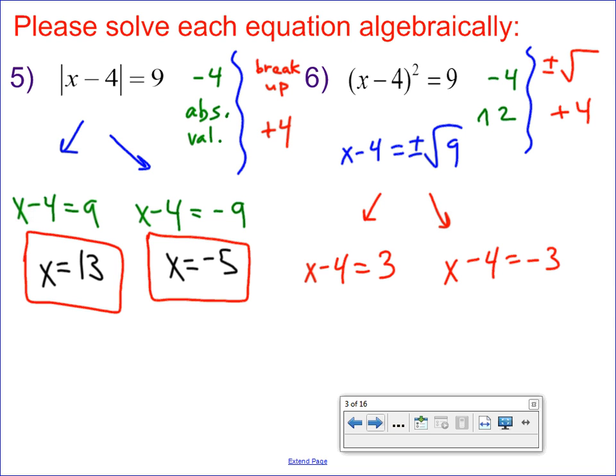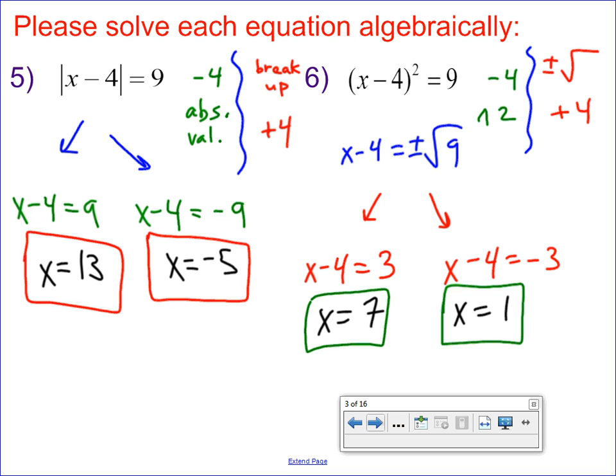Now I can finish it out in one step: add 4 to both sides. x equals 3 plus 4 is 7, x equals negative 3 plus 4 is x equals 1. What? I don't believe it. Let's put it in the original and check. So 1 goes in for x. 1 minus 4 is negative 3. What's negative 3 squared? That is negative 3 multiplied by itself, negative 3 times negative 3 is positive 9, so that checks as well. 7 minus 4 is 3. 3 squared is 9. Both of these are solutions.